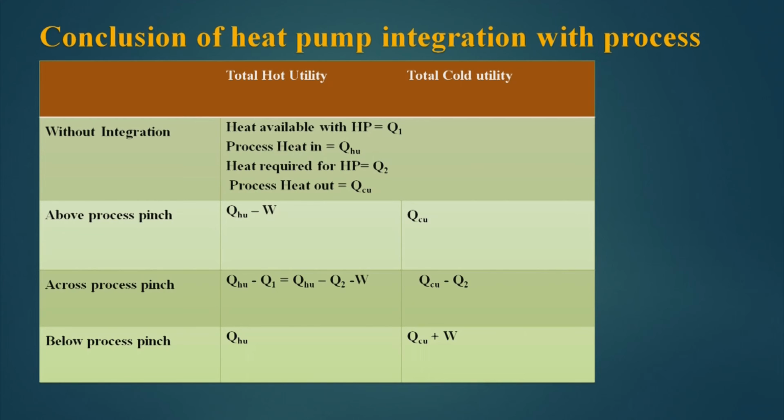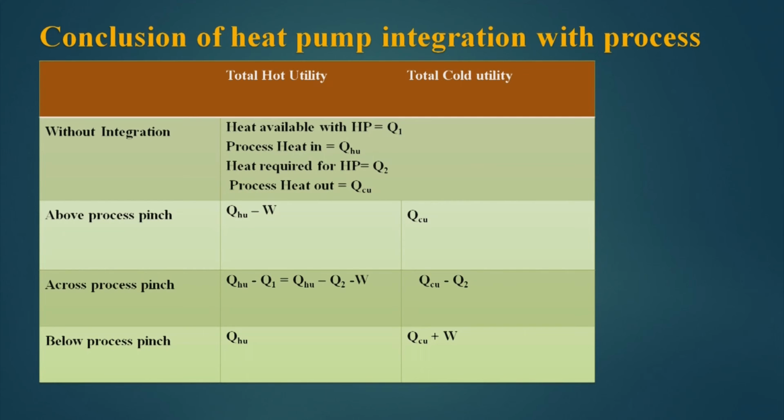But across the pinch, when we integrate the heat pump across the pinch, then my hot utility requirement comes down and this is now QHU minus Q2 minus W, a substantial reduction in hot utility, and then QCU also reduces, that is the cold utility requirement becomes QCU minus Q2. So, here we get a gain, that means hot utility reduction is there and cold utility reduction is there.